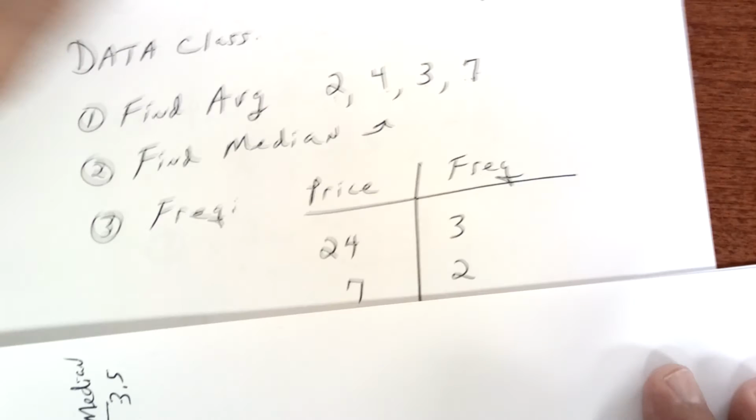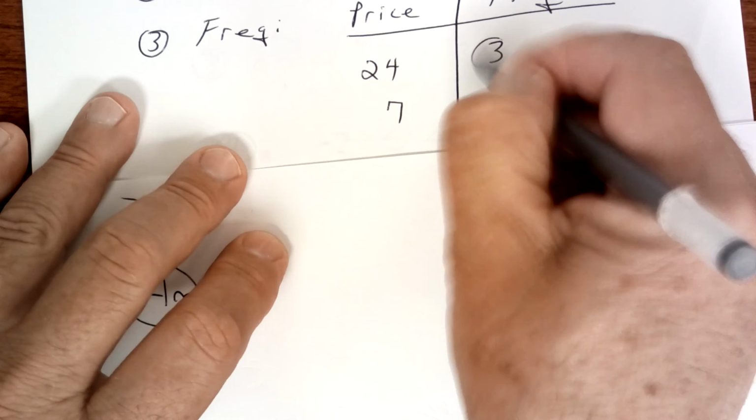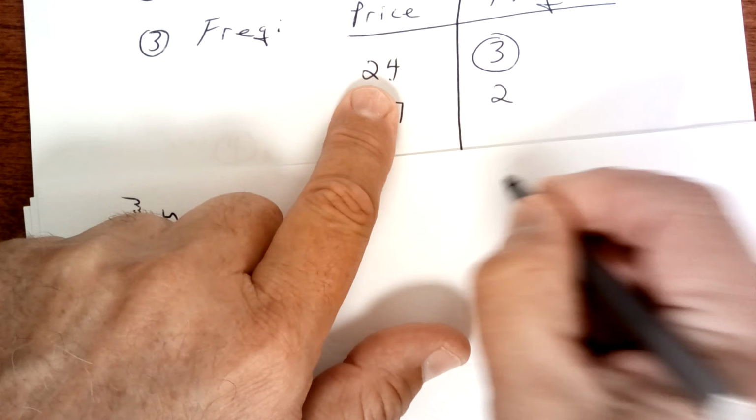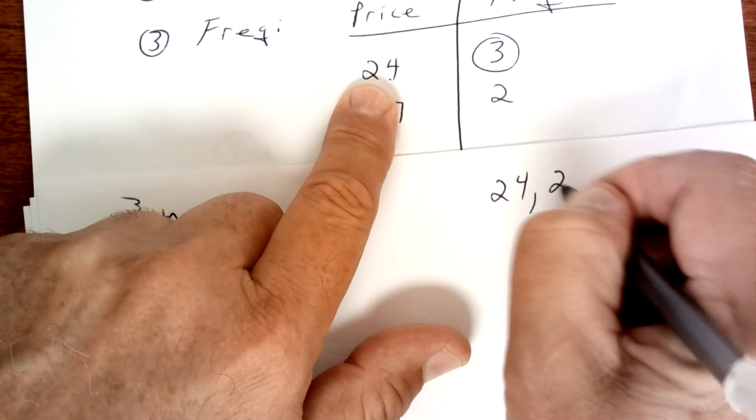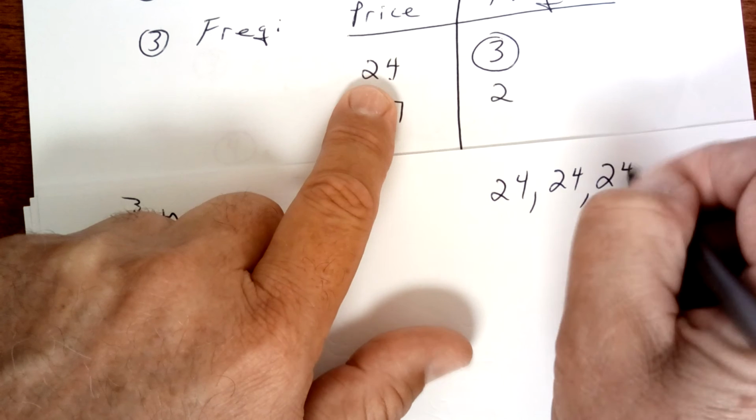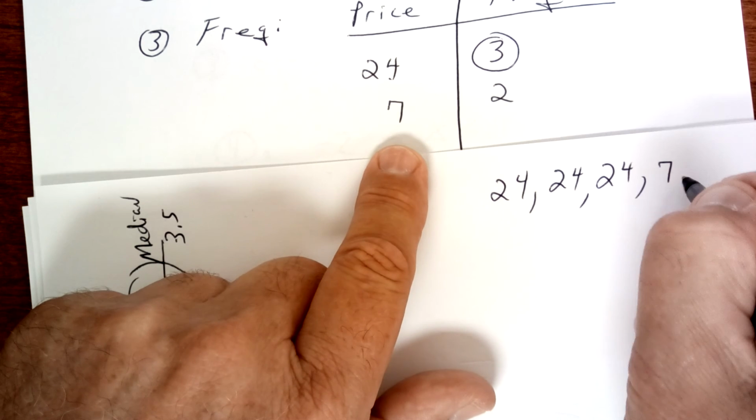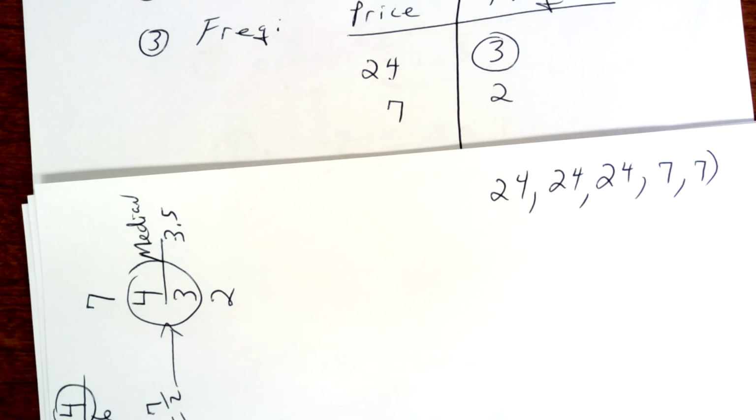Frequency. This one is telling you have 3 of these. So you're going to write 24 3 times, and then you have 2 sevens. Okay? And that's how you do that.